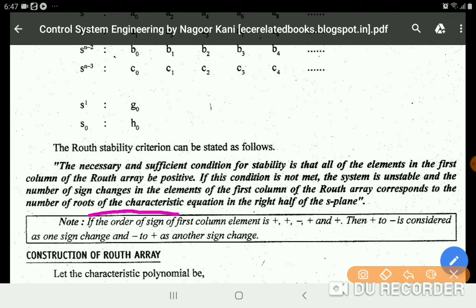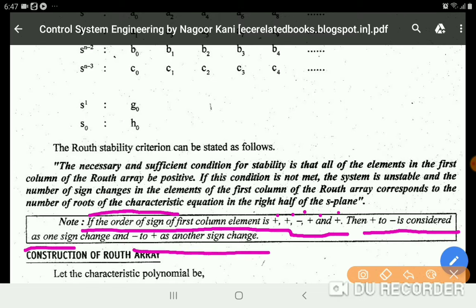if the order of signs of the first column elements is plus, plus, minus, plus, plus, plus, minus, plus and plus, then plus to minus is considered as one sign change and minus to plus as another sign change.